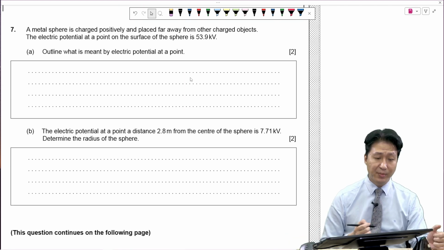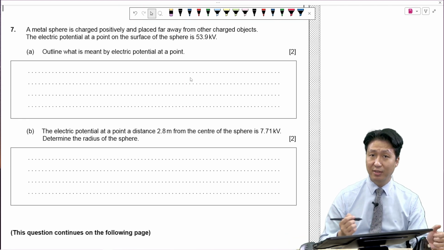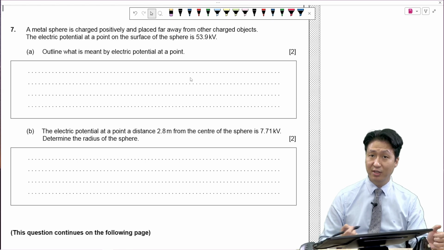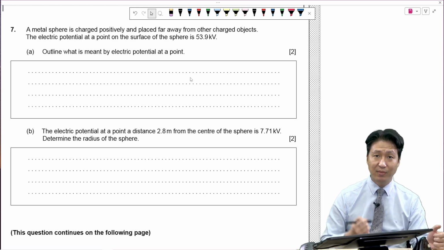In question number 7, a metal sphere is charged positively and placed far away from other charged objects. The electric potential at a point on the surface of the sphere is 53.9 kilovolts. Outline what is meant by electric potential at a point.